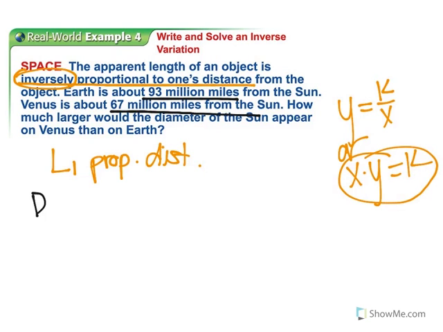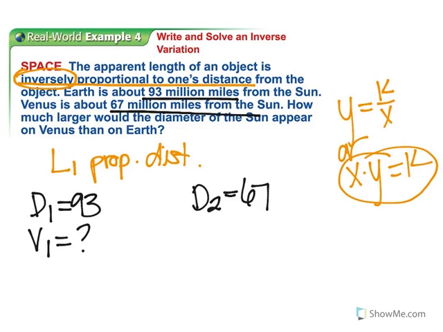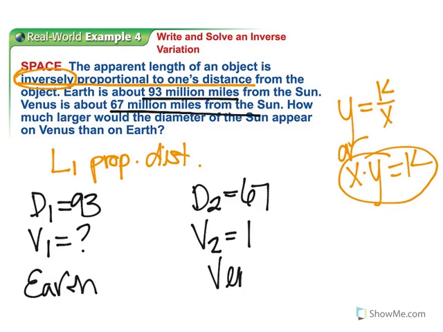That's going to be our second distance. So we have D1 is going to be 93 million, and D2 is going to be equal to 67 million. It says how much larger would the diameter of the sun appear from Venus than on Earth? And we're going to let V1, we don't know what that is, and then V2 would be 1, because these are going to be our diameters. Okay, so this one's talking about Earth, and this one's talking about Venus.